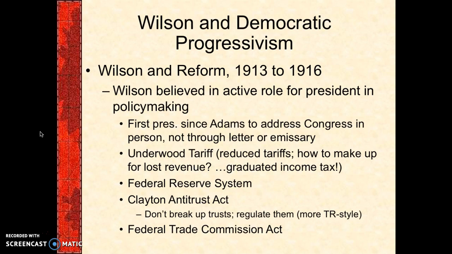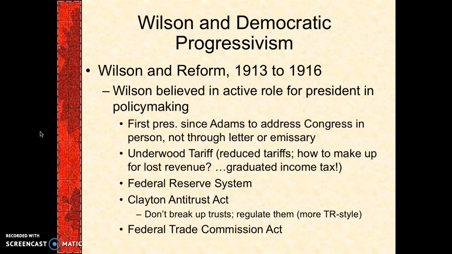The Clayton Antitrust Act is one of the final pieces of progressive legislation from progressivism right here before World War I. The Clayton Antitrust Act does not support breaking up trusts all the time, but says regulate them instead. It also specifies that unions are going to be okay and other types of organization are okay.